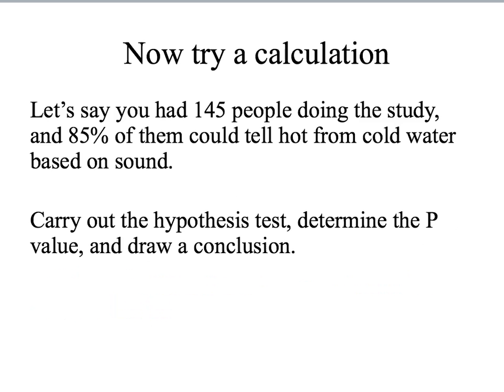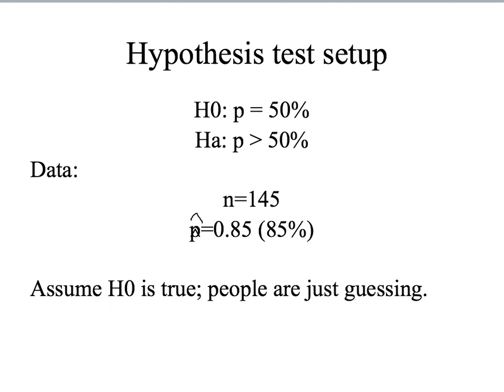Okay, let's run through a calculation. Now let's look at some data. Let's say you had an n of 145, that's 145 people doing your study, and that 85% of them could tell hot from cold based on the sound. And the studies really have shown 85 to 95% of people can. So we want to carry out the hypothesis test, determine the p-value, and draw a conclusion. I'd encourage you to pause now and see if you can do that. I'm about to do it on the next couple of slides.